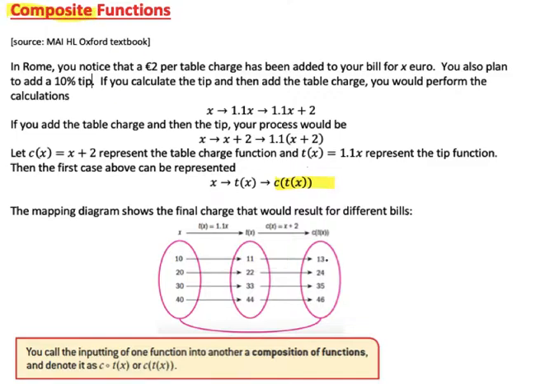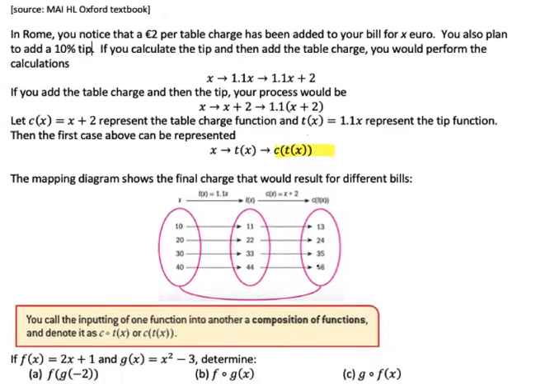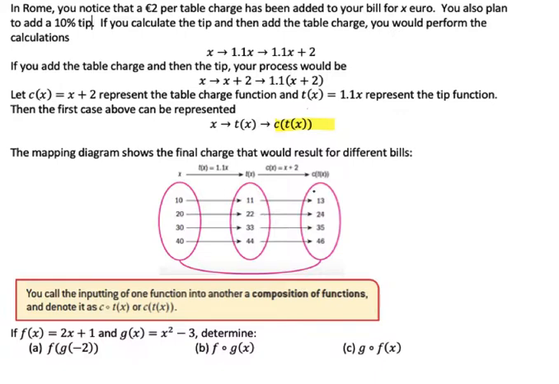How does this look on a mapping diagram? You remember this? Well, a mapping diagram maps a whole bunch of independent variables onto the dependent results. And so we would take our bill, for example, 10, put it into the tip function, and then we'd get 11, and then we take that result, put it into the table charge, and we would end up with a final result of 13. And you can do this for any amount of your bill. Okay, so that's what a composite function is. It's a function that's made up of two or more functions.